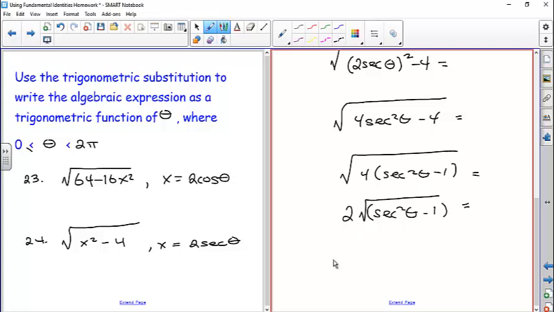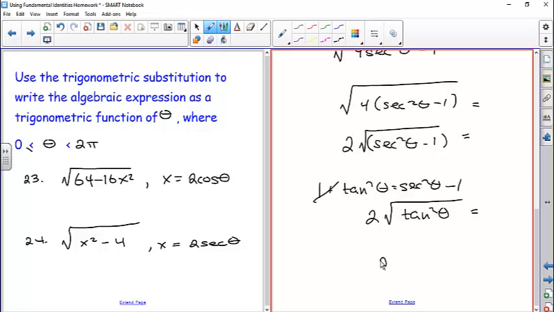So we have to go back to that Pythagorean identity. 1 plus tangent squared theta equals secant squared theta. So if I move that over here, I get secant squared theta minus 1 is equal to tangent squared, so I get 2 times the square root of tangent squared of theta, but the square root of tangent squared is the tangent. So I get 2 times the tangent.